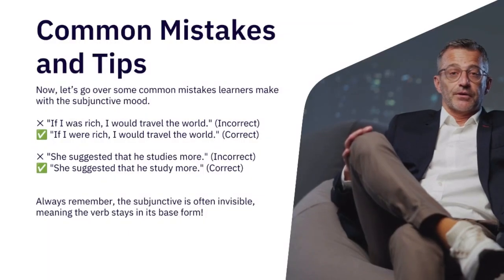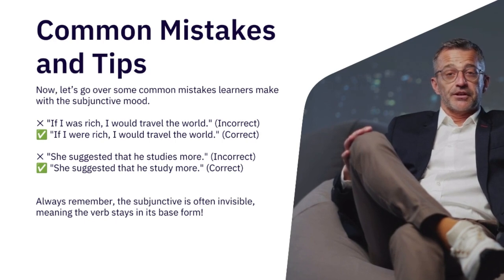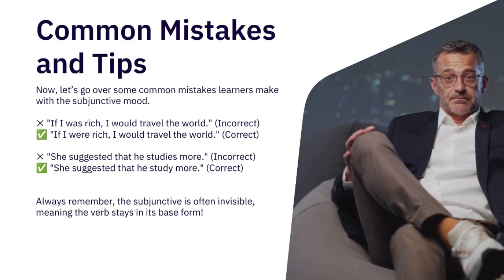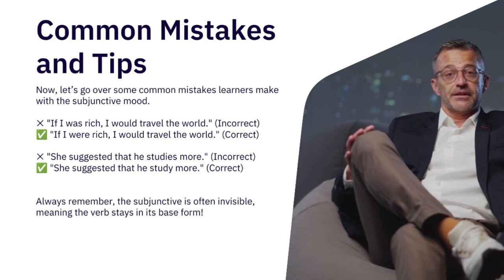Now let's go over some common mistakes learners make with the subjunctive mood. If I was rich, I would travel the world. Incorrect. If I were rich, I would travel the world. Correct. She suggested that he studies more. Incorrect. She suggested that he study more. Correct. Always remember the subjunctive is often invisible, meaning the verb stays in its base form.